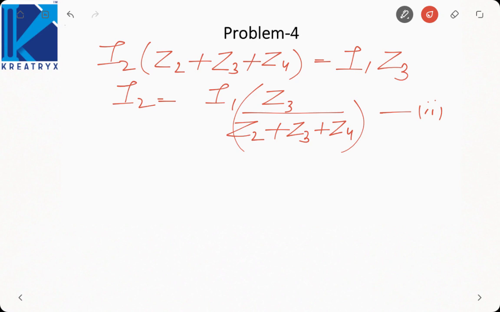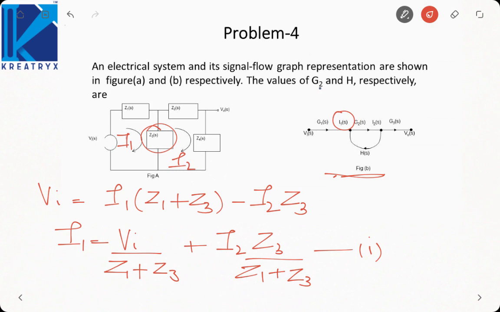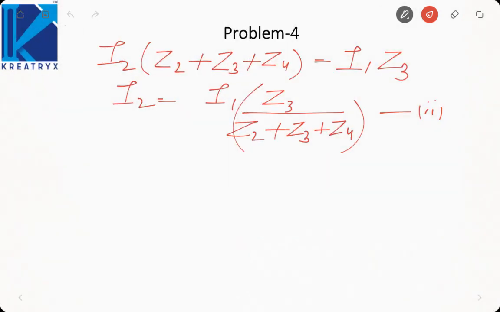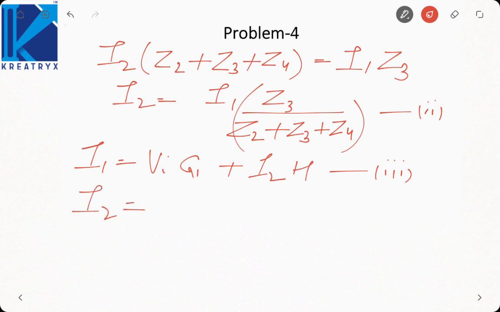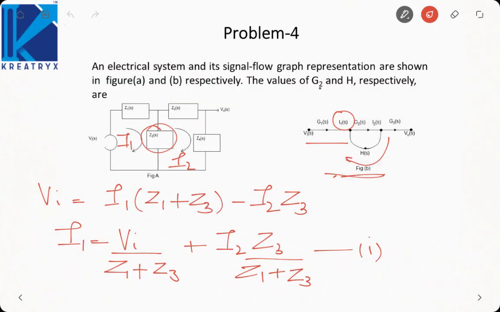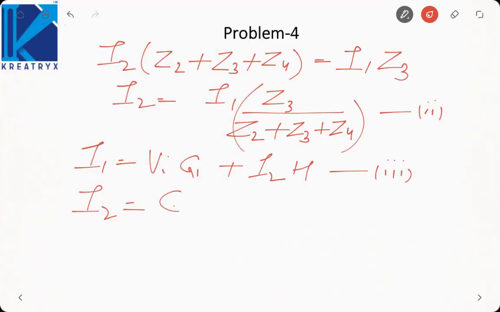Now let us simplify the signal flow graph. If I write the equation of this node I1, I1 is Vi into G1 plus I2 into H. This is equation number 3, and I2 is equal to, from the signal flow graph, G2 into I1, because a node is equal to the sum of incoming signals, G2 into I1.